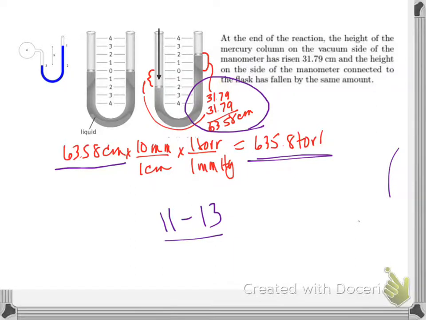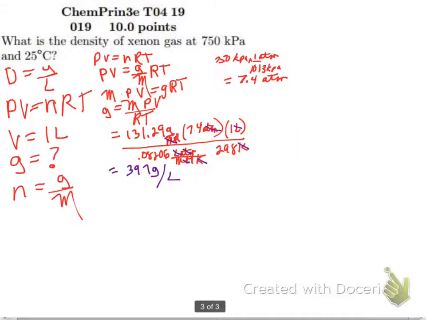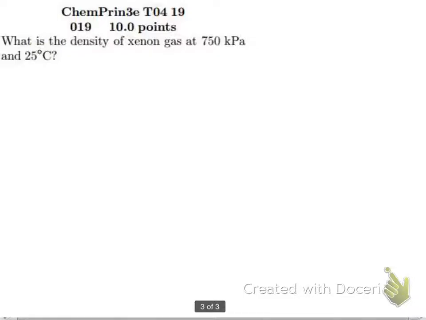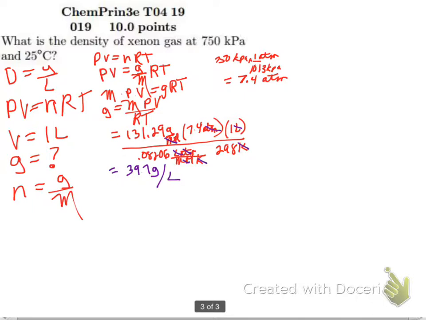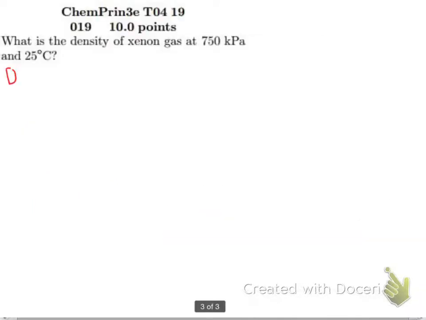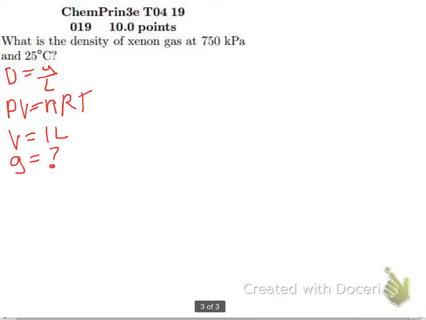Okay, so let's take a look at number 19. Number 19 says, what is the density of xenon gas at 750 kPa and 25 degrees C? So let's get clear about what density is. Density is grams divided by liters. Okay? And so I can make liters 1 in the ideal gas equation. And so if volume is 1 liter, grams is what I'm trying to find.